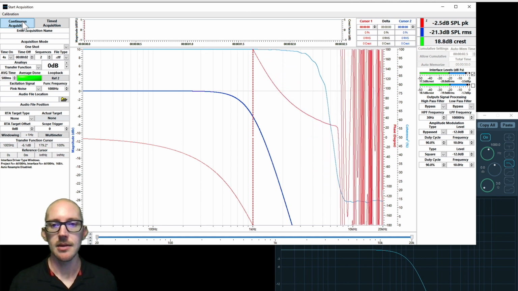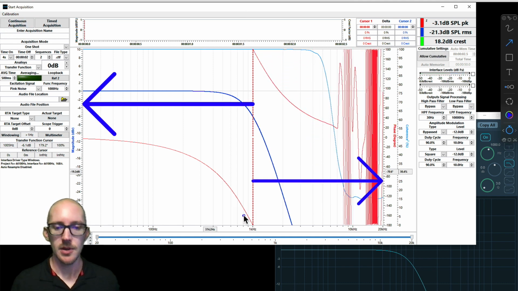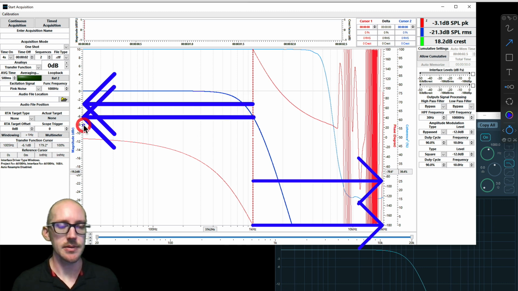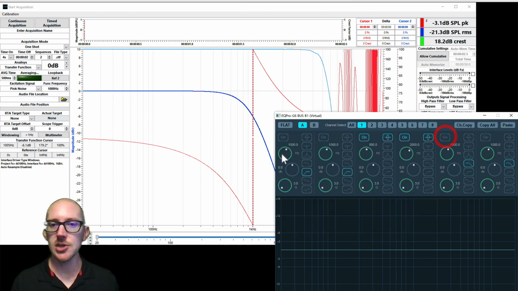And there we go. So where we had 90 degrees of phase shift, now we have 180. And where we had 3 dB of attenuation, now we have 6. So that's low pass filters. Let's go in the other direction.